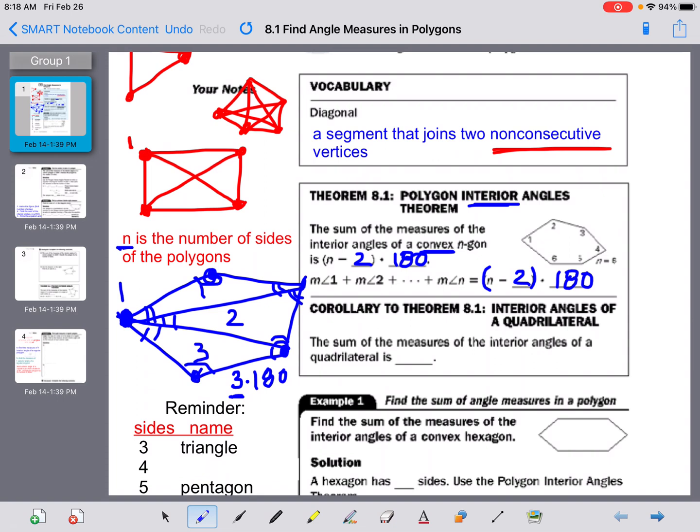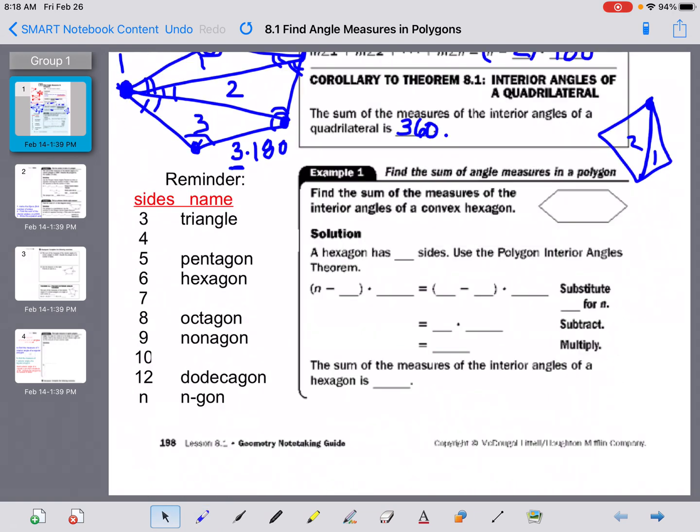So our corollary to the theorem says that anytime you add the interior angles of a quadrilateral, it will always be 360, okay? Because there's 2 triangles, okay? Remember, if I have a quadrilateral and I draw from one vertex over, I get 2 triangles, and that creates 360. Every quadrilateral's interior angles, as long as it's convex, will add up to 360.